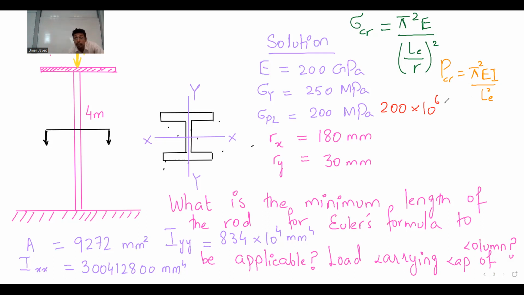Pascals is equal to pi square E, 200 into 10 power 9, I, pi square E divided by, here comes the question, LE over R, right? Okay, LE over R. Very good. But what will I write here in the bottom?